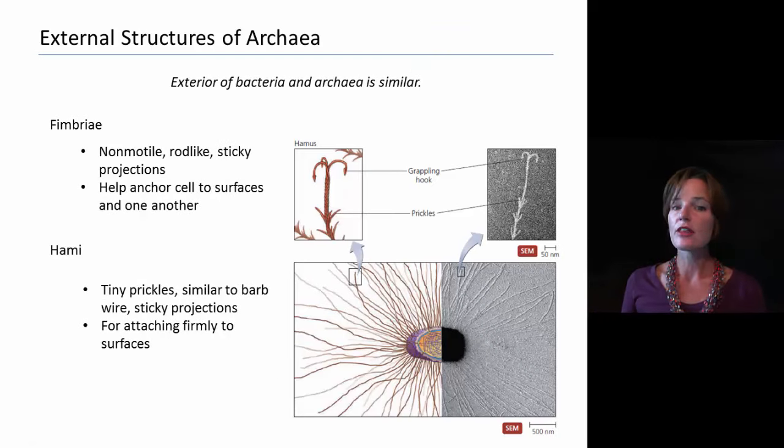Other external structures, there are fimbriae. Those are those sticky, rod-like, bristle-like projections that extend from the cell. They're going to help them to stick to each other, stick to specific surfaces. And then a unique structure that they have is the hamus, or hami for plural. These are tiny prickles, but the unique thing about them is if you look in this picture here, it has like a little fishing hook kind of grapple on the end of it. And so these are really good for grabbing hold and sticking to something. They will help the cell to firmly attach to specific surfaces.